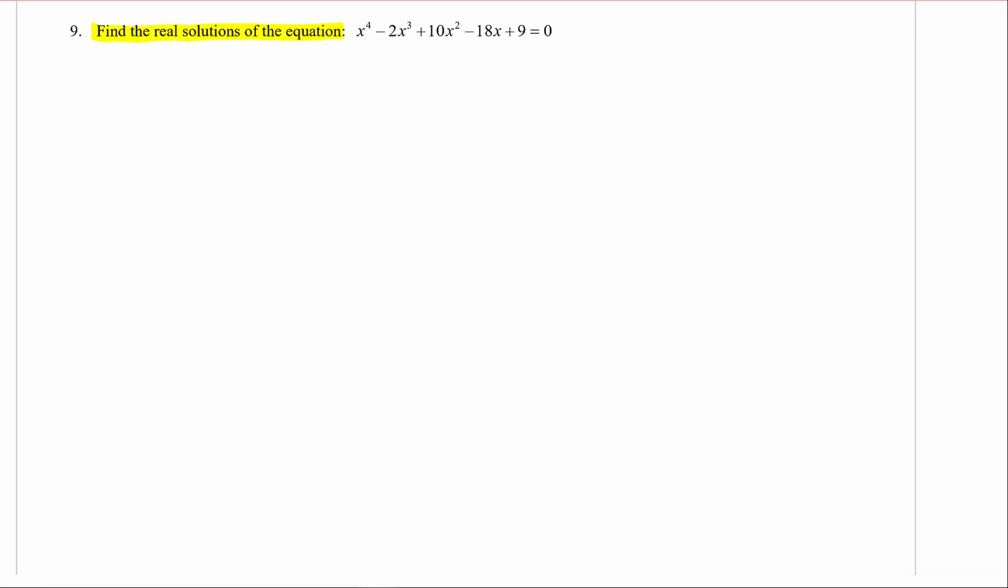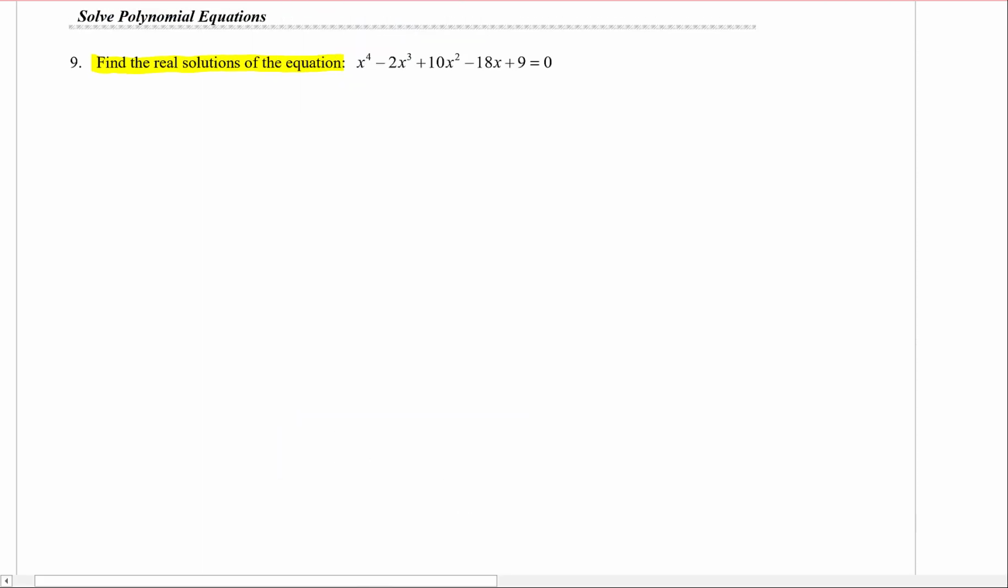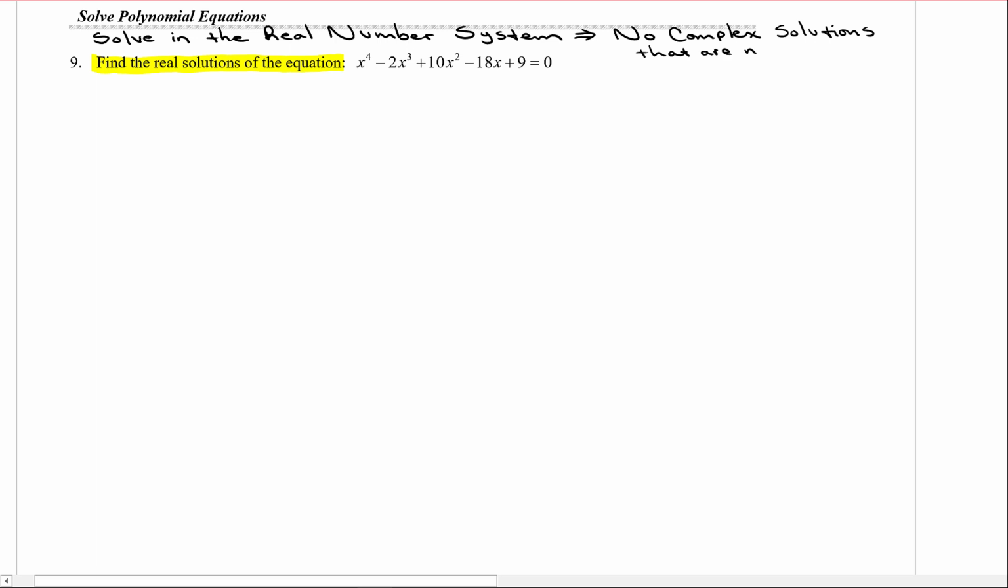Now notice that this is an equation in one variable, right? Doesn't have anything about f of x on there. But it would be so helpful to use what we've learned about functions with this, right? And notice that the instructions say find the real solutions of the equations. That means you're going to solve in the real number system. That means we do not want any complex solutions that are not real. So any of those complex solutions, like with imaginary numbers, no, we don't want those answers in our final solution. So that's what it means when it says find the real solutions or solve in the real number system.